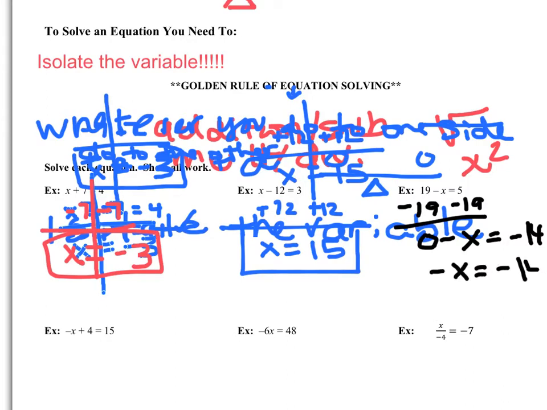I still haven't isolated my variable because I have that negative sign in front. So what I want to do is figure out, I don't want to know what negative x is, I want to know what positive x is. It's pretty easy. If negative x is negative 14, then positive x would be positive 14.